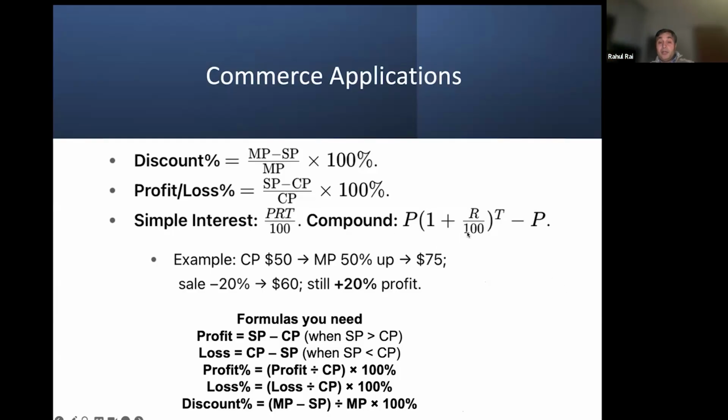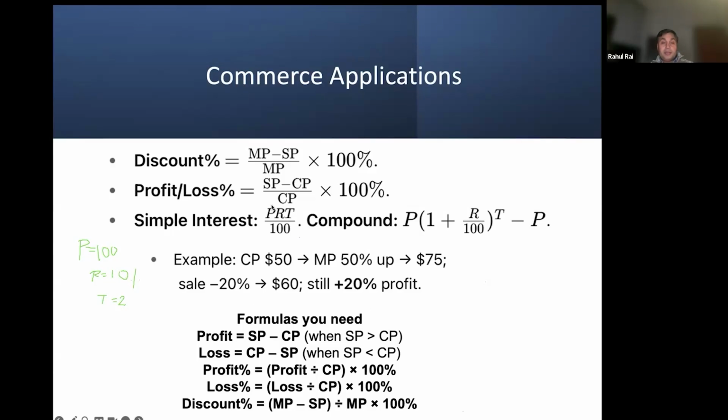In the case of the compound interest formula, if you want to calculate the compound interest, it is given by this equation: P, and in the parenthesis, 1 plus R divided by 100, to the power T, minus P. Let me actually explain what is happening with an example so that this becomes clear. Let's say P was 100, the rate was 10%, and time was 2 years, just for simplicity.